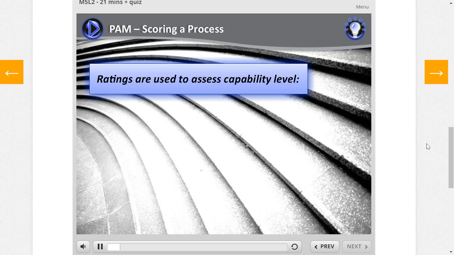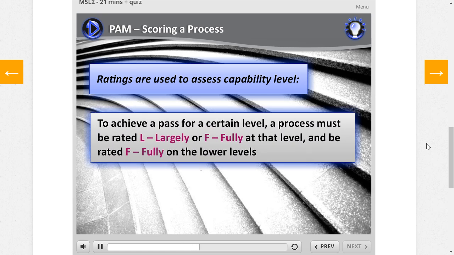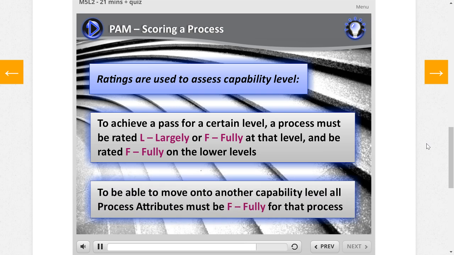Obviously, the scoring and rating mechanism that you've just learned about provide an enterprise with useful information about the capability of its processes and how they have changed since the last assessment. The ratings are also used to determine the capability level of a process. To achieve a pass for a certain level, a process must be rated L, largely, or F, fully at that level, and be rated F fully on the lower levels. To be able to move on to another capability level, all process attributes must be F, fully for that process.